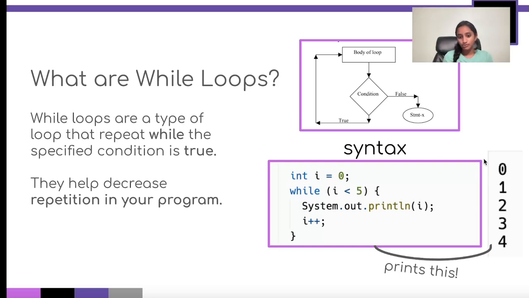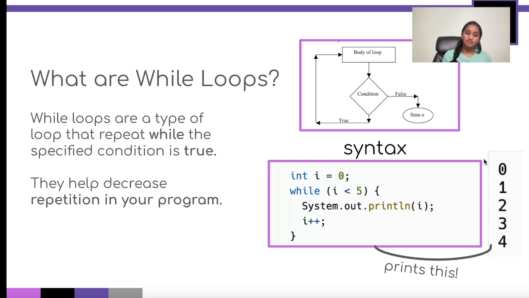So in the example shown, it says int i is equal to 0, which is a variable, and while i is less than 5, the system is going to continue printing out that variable of i, and every time it runs, it's going to increment the value of i by 1. So this will continue printing as shown on the side. It will continue printing from 0, 1, 2, 3, and 4. And since 5 isn't less than 5, it won't print out 5.